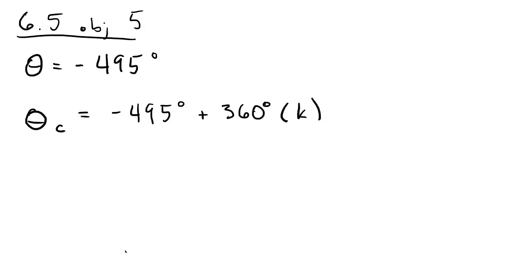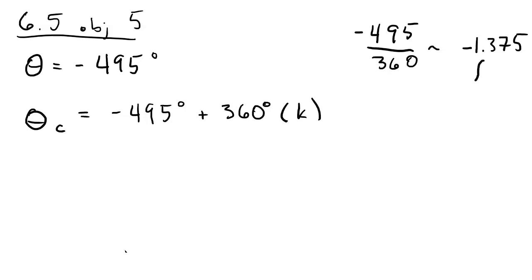So now we want to approximate this k. Again, the way we do that is we're going to take the ratio or proportion of negative 495 to 360 degrees. When we put this in our calculator, we get negative 1.375. Now, this is a key difference from our last problem. In our last problem, we had a positive 3.08, so I said k is going to equal positive 3. In this example, we have a negative 1.375, so instead our k is going to be 2.